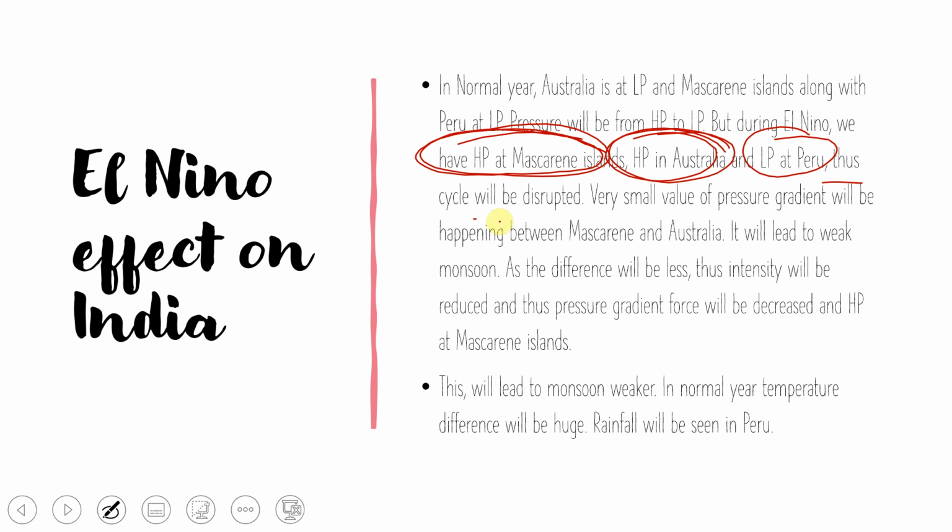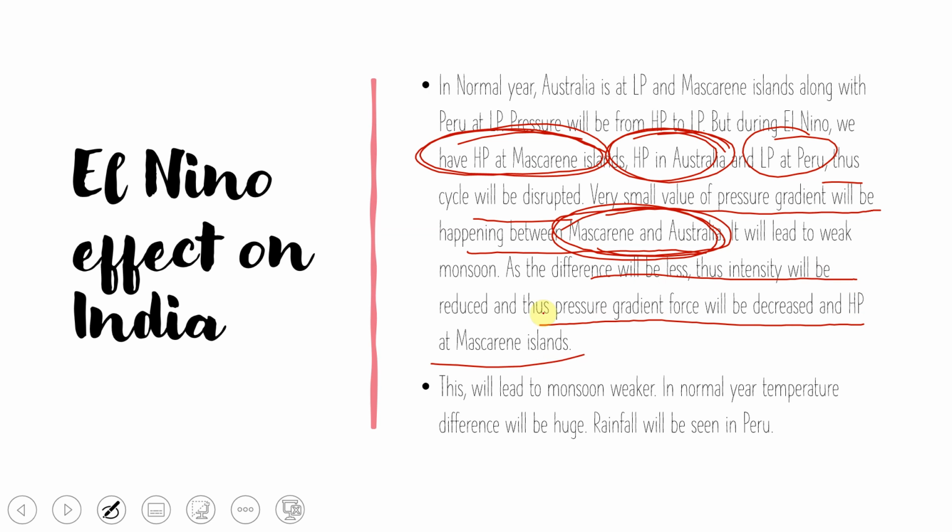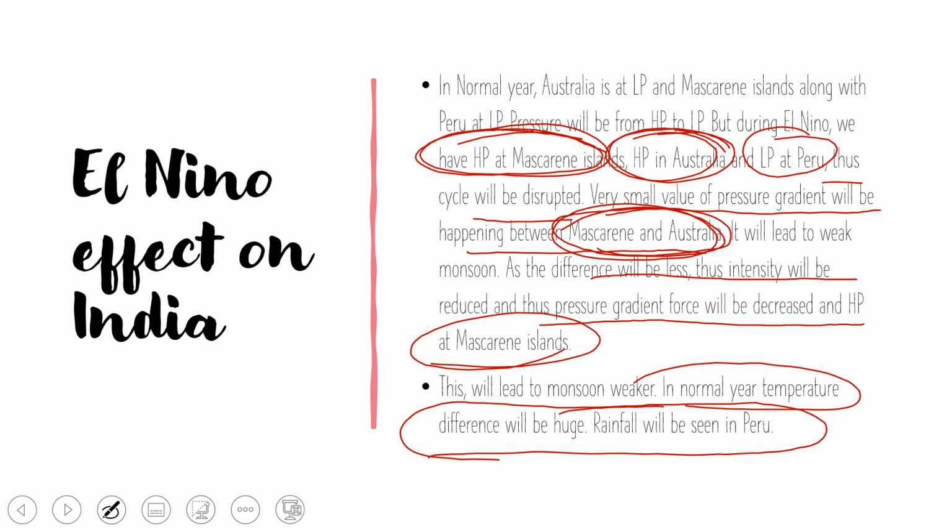So the cycle will be disrupted. A very small value of pressure gradient will happen between Mascarene and Australia. That's why it is written that a very small pressure gradient happens, because low pressure is there in Australia. As we know, low pressure air will rise and fall in the Mascarene Islands, but the intensity will be very less. As the difference will be less, the intensity will be reduced, the pressure gradient force will decrease and the high pressure at the Mascarene Islands will also decrease. This will lead to a weaker monsoon. In normal years the temperature difference will be huge, and rainfall will be seen in the Peru region and less rainfall in the Indian and African regions.